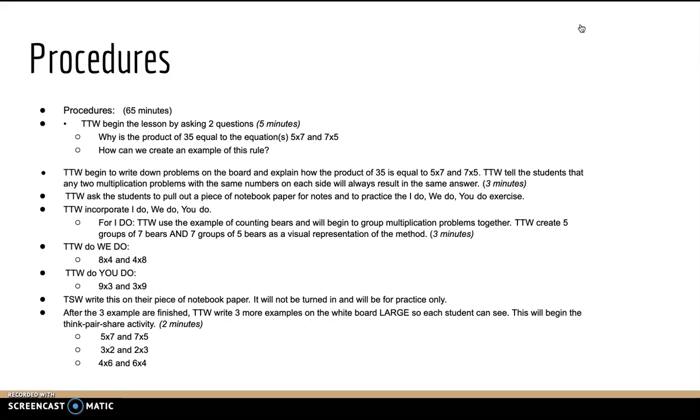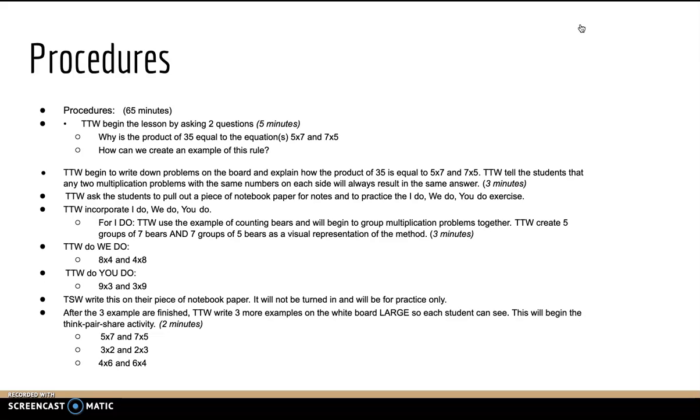For procedures, it's a pretty lengthy lesson, but I think it's a bunch of fun. I'm going to begin the lesson by asking 2 questions, which is: why is the product of 35 equal to the equations 5 times 7 and 7 times 5? For the second question, how can we create an example of this rule? Again, I'm just going to use volunteers for this. If there's no volunteers, then I'm just going to call on students who look like they would know the answer, or just randomly throughout the class.